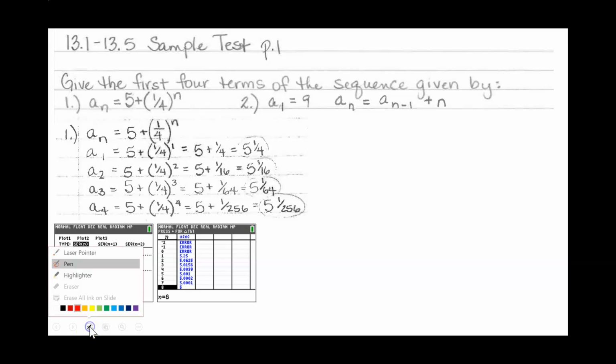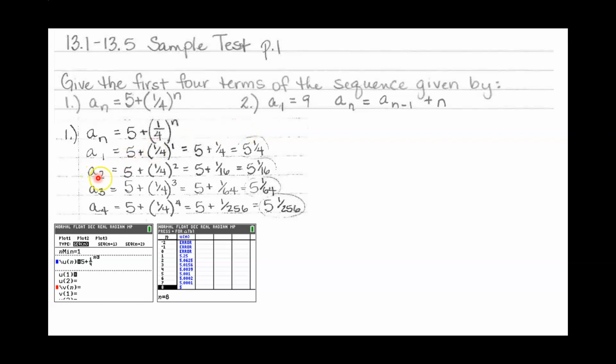All right, let's look at our sample test for sections 13.1 to 13.5. So for number 1, we want to find the first 4 terms of the sequence given by a sub n is equal to 5 plus 1/4 to the n. So for the first term, we're going to put 1 in the place of n. That would be 1/4 to the 1, or 1/4, so just 5 and 1/4.